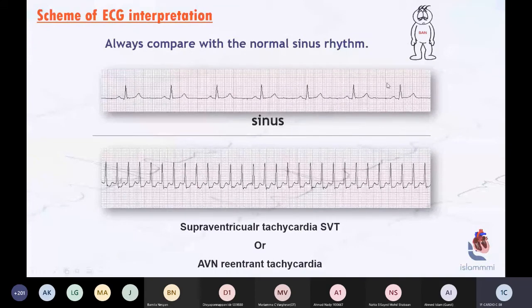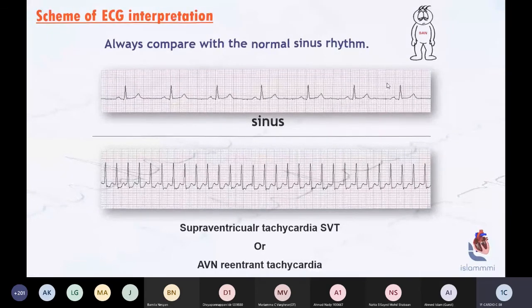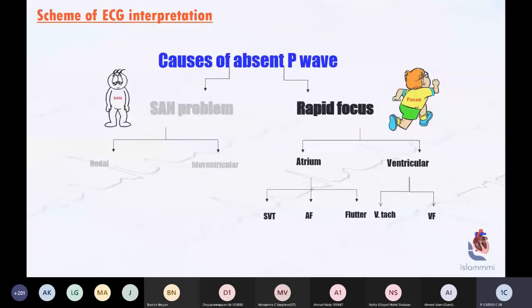Excuse me, guys, I'm sorry for that. We had an emergency. So this is to compare between the supraventricular tachycardia and the sinus rhythm.